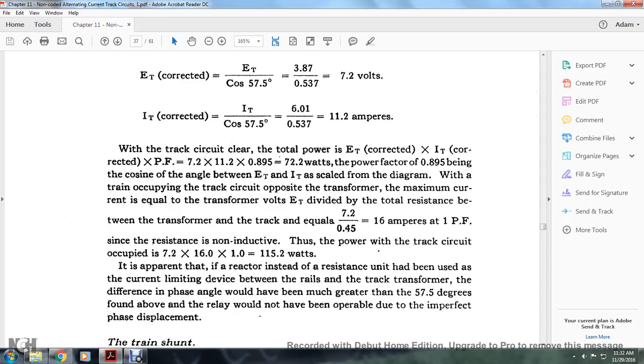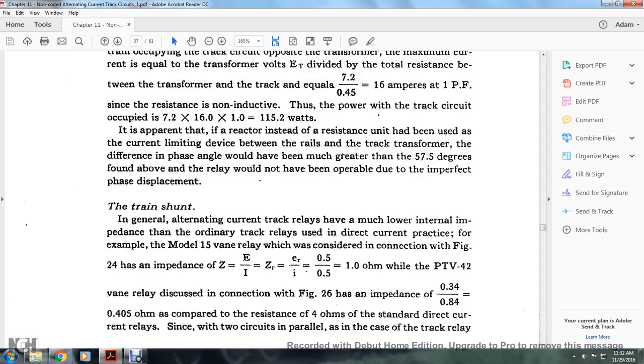115.2 watts. It is apparent that a reactor instead of a resistance unit has been used in current-limiting devices between the rails and track transformers. If the difference in phase angle were greater than the 5.57 degrees found above, the relay would not be operable due to the imperfect phase displacement.